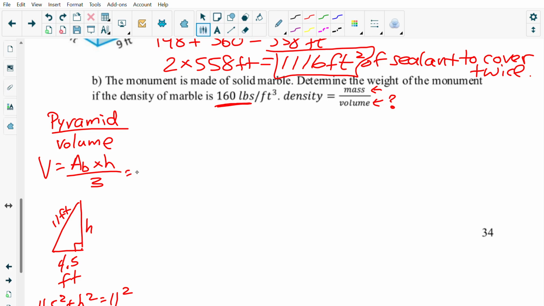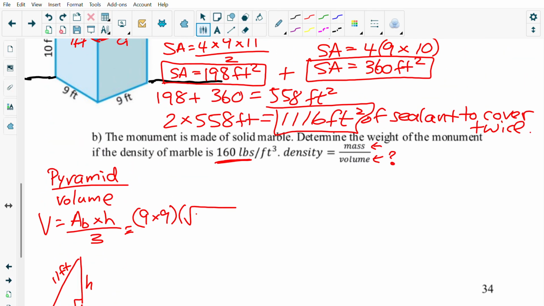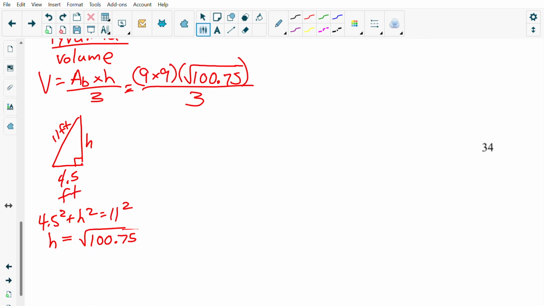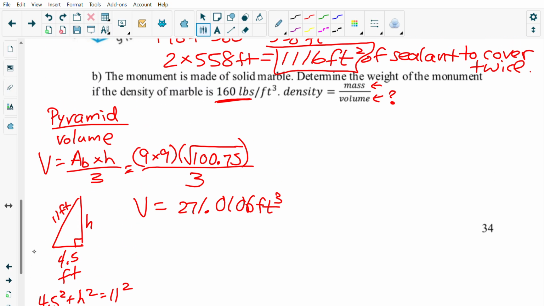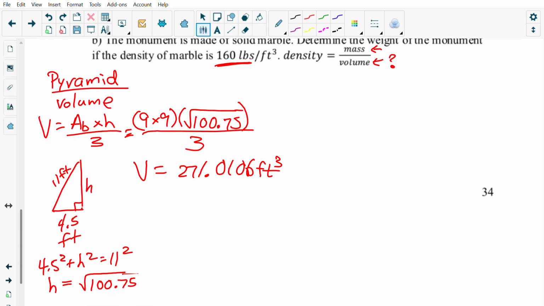And so now I'm going to take the area of the base, which is 9 times 9, times the height, which is square root of 100.75, divided by 3. And so I get a volume of 271.0106. Let me put it out to a couple digits for accuracy, cubic feet. So that's the volume of the pyramid.